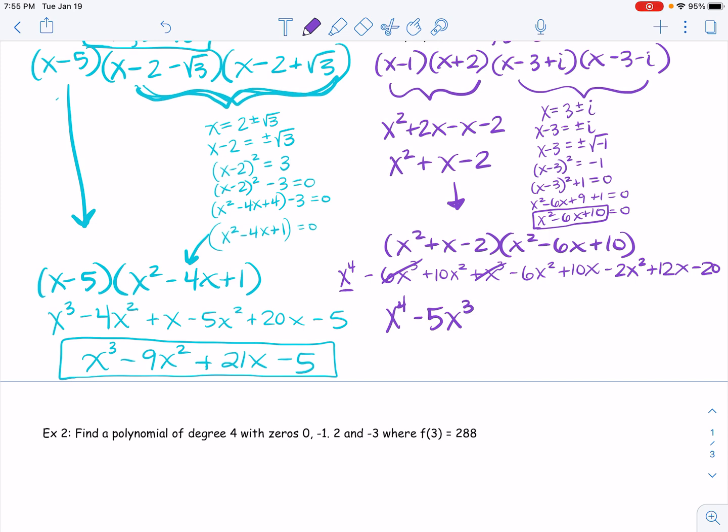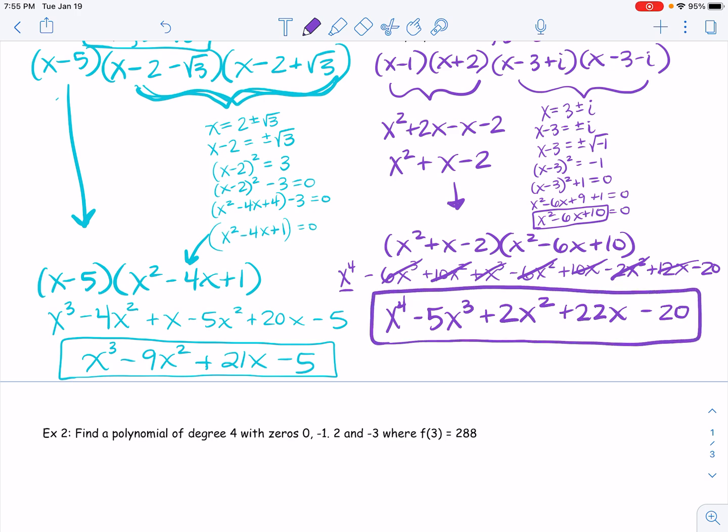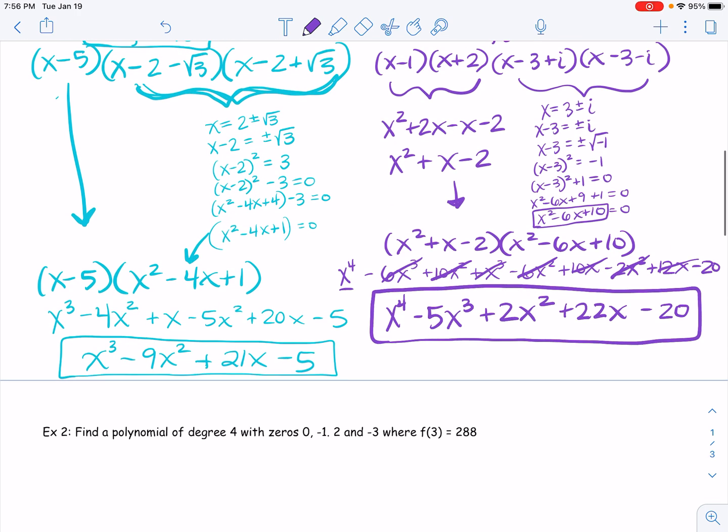So I see a positive 10x squared and a negative 6x squared and a negative 2x squared. So that's going to be 10 minus 6 minus 2, which is just positive 2x squared. And then x is 10x and 12x. And then your minus 20. Leading coefficient is positive 1. Degree of 4, 4 zeros, 2 of them imaginary, 2 of them real.